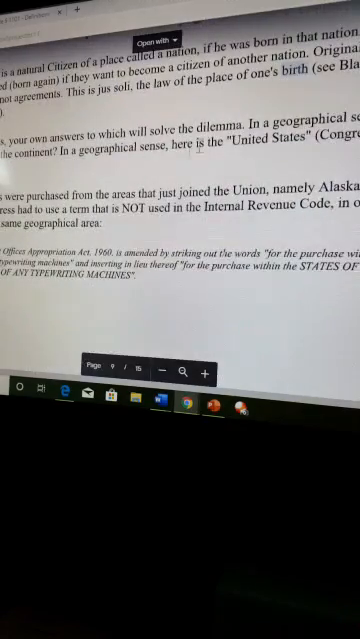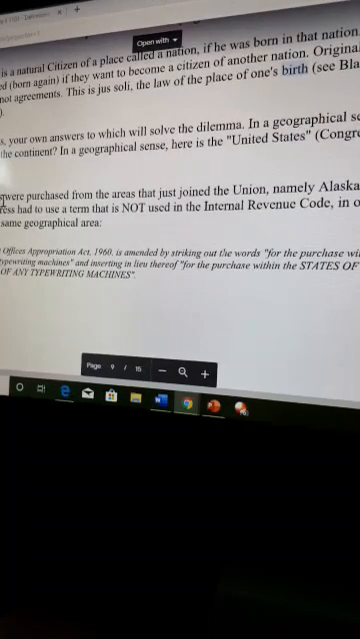Here are two questions, your own answer to which will solve the dilemma. In a geographical sense, where is the state of Texas located on the continent? In a geographical sense, where is the United States Congress located on the continent?